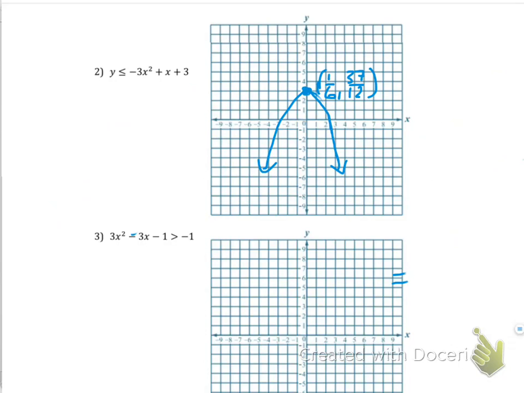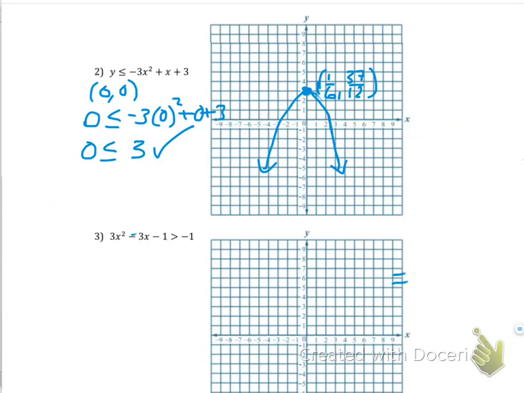Let's check 0, 0. So is 0 less than or equal to, remember I'm checking 0, 0, is 0 less than or equal to negative 3 times 0 squared plus 0 plus 3? Well, yes, 0 is less than or equal to 3. Check, that works. So that means we're shading below the parabola, or inside the parabola.